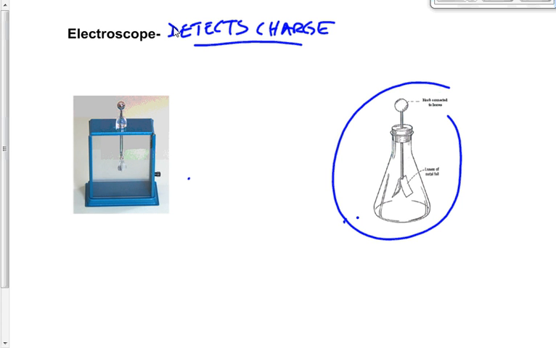What this consists of is basically an Erlenmeyer flask with a rubber stopper in the top. Inside that rubber stopper is a metal rod sticking down, with a metal ball attached at the top, so all conductors, and then metal foil leaves at the bottom. Really, really thin pieces of metal foil, much thinner than aluminum foil. So thin that before you handle these things and connect them to the metal rod, you have to dry your fingers off.